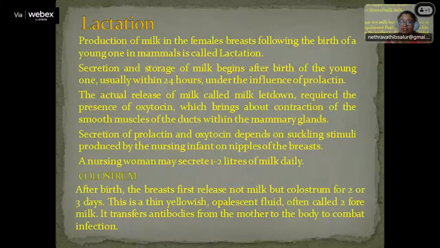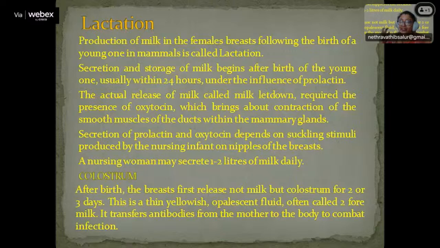Now, in this process, you have to remember one point, that is colostrum. What is colostrum? Colostrum is a nutritive milk which is produced by the mother only for about 2 to 3 days. For only 2 to 3 days, a yellowish, transparent, viscous fluid will be produced, which is rich in antibodies. So this will protect the child for the next 2 years.